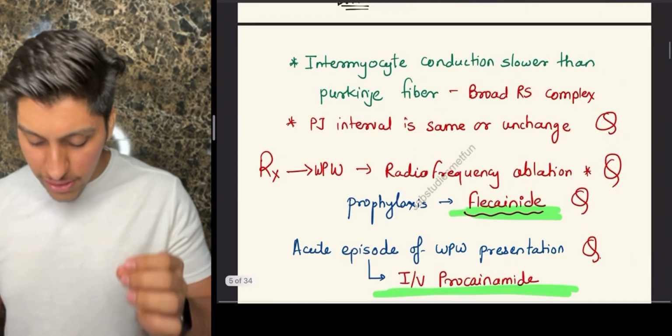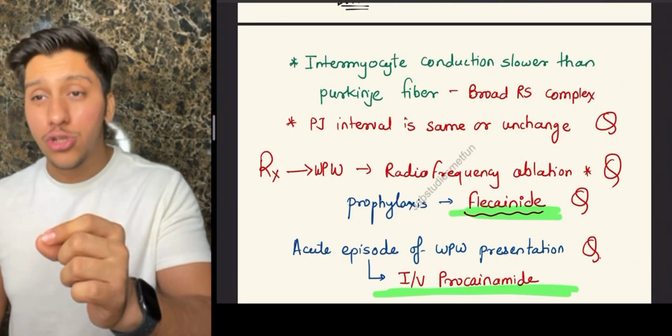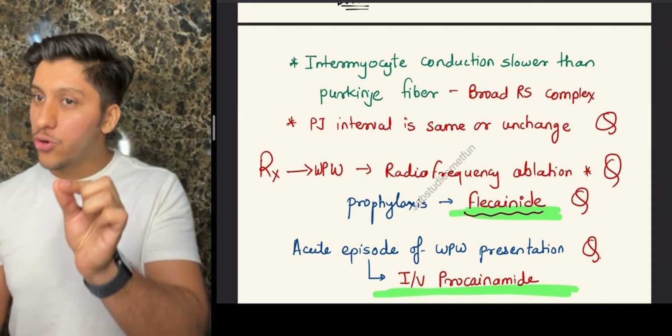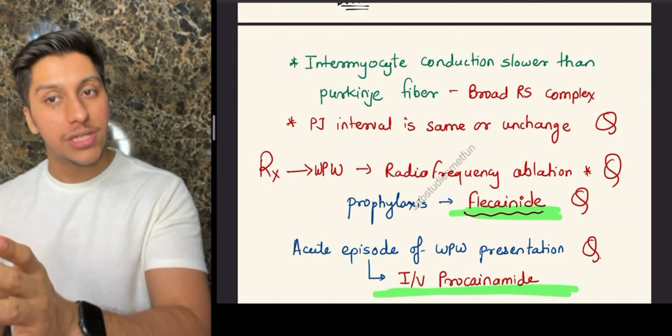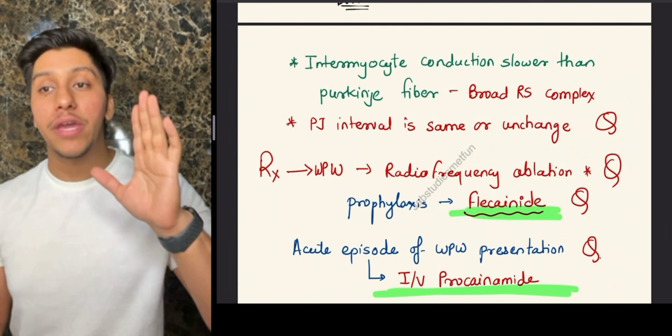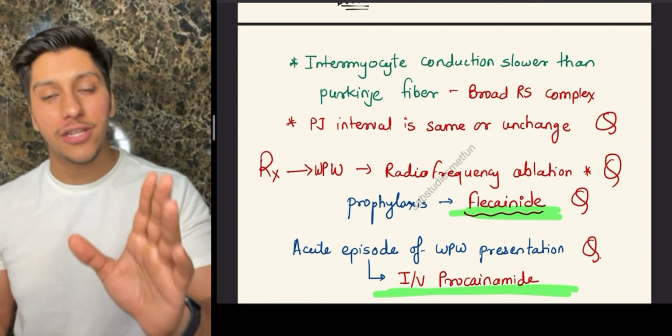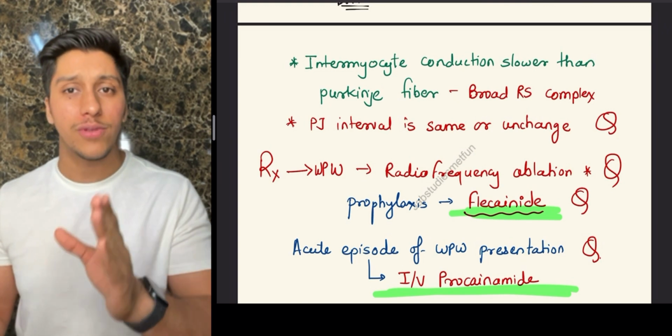So what will be the treatment, guys? As I was telling you, the intermyocyte conduction is slower than the Purkinje fiber. That is why you're going to have a broad QRS complex, due to which the PJ interval is going to be the same or unchanged. The main definitive treatment of choice, if they ask you, is going to be RFA, that is radiofrequency ablation.